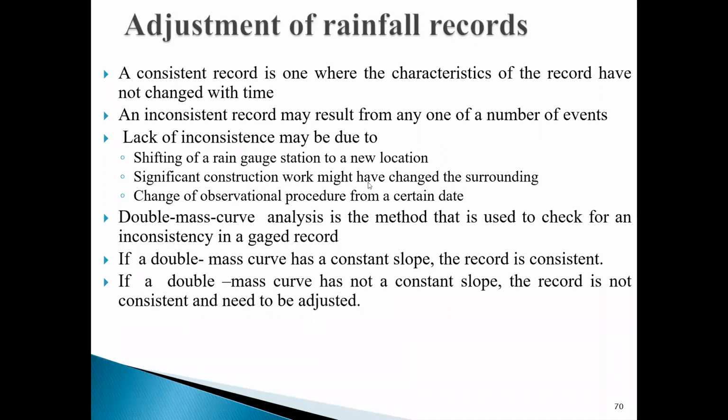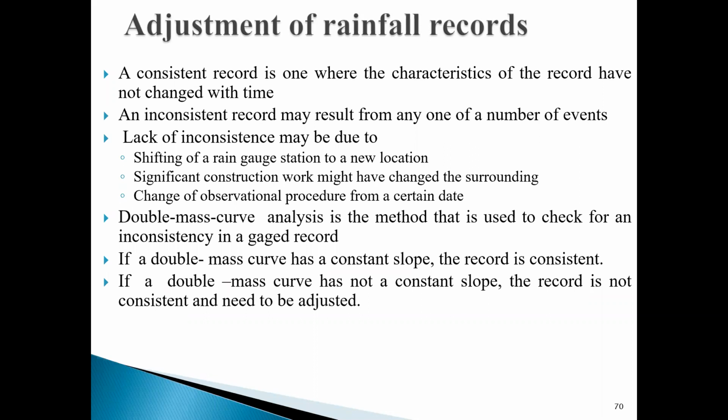Significant construction work might have changed the surroundings. That means if any high-rise buildings or structures come up surrounding the rain gauge, it may affect the catch of that rain gauge. The rainfall record is available, but the consistency in that record might change due to the construction of high-rise buildings surrounding the rain gauge, or a change of observational procedure from a certain date. So there might be an observational error. These are some of the errors, but whatever the change that has taken place surrounding the rain gauge station, we call it a change in regime.